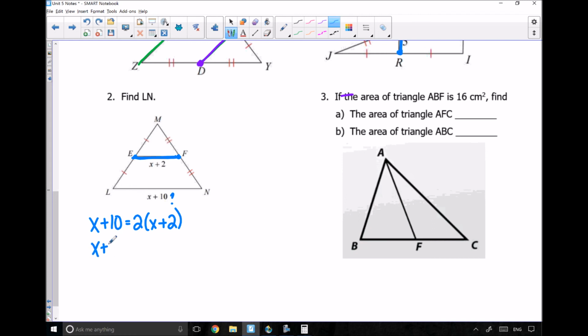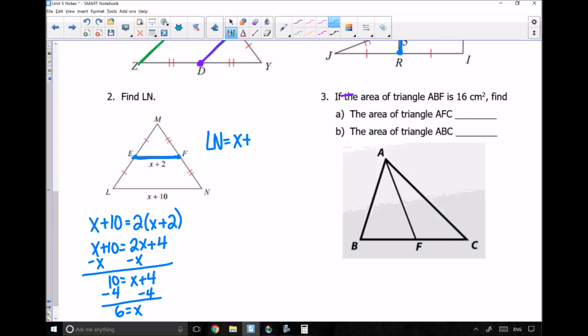Now I just solve my equation like I normally would. So when I distribute the 2 through, I get 2x plus 4. Subtract the x from both sides, I get 10 equals x plus 4. Subtract the 4 from both sides, and I get 6 equals x. Well, now that I know how big x is, I'm going to figure out how big LN is. Well, LN in terms of x is x plus 10, but instead of x, I'm going to replace it with 6. So I get 6 plus 10. So I get LN is equal to 16.